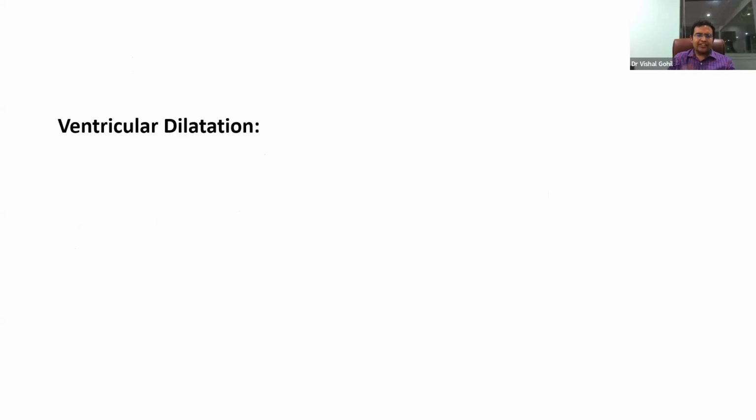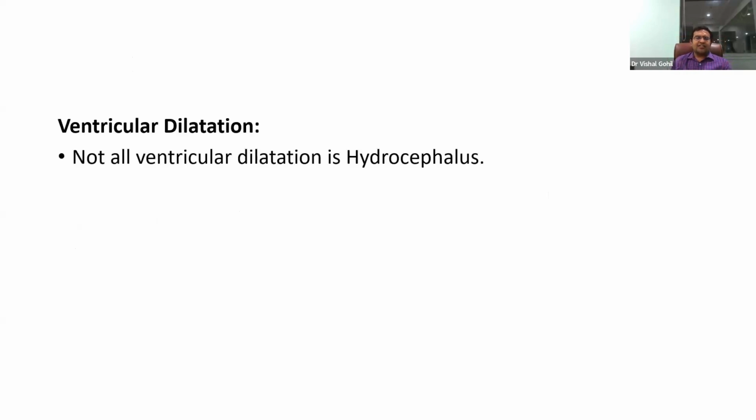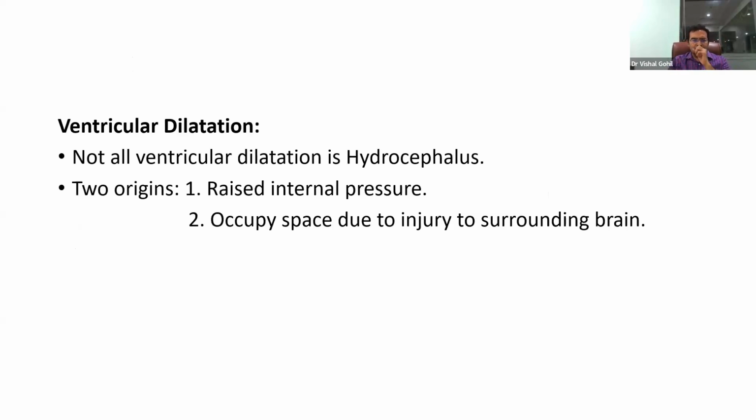So what is the way to approach ventricular dilatation? It is not necessary that each and every dilatation ends up as hydrocephalus, and we can't call each dilatation hydrocephalus. We need to know the origin of the ventricular dilatation. Most of the time it is because of a raise in internal pressure, like the post-hemorrhagic one. There would be more CSF production and less absorption. Second, it might be due to injury of the surrounding brain, so basically it is occupying the space. How will you know that one?